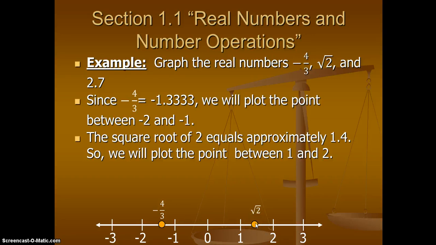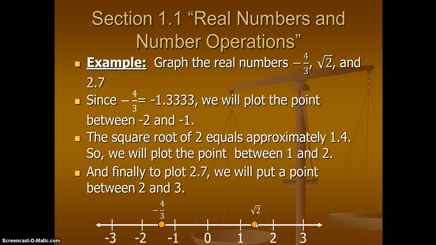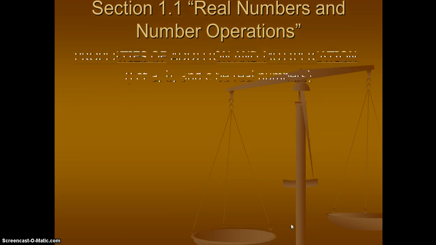A lot of students want to put their point above the number line or below the number line, but you should put your point on the number line. And finally, the plot 2.7 is in between 2 and 3. And here we have 2.7. And then if you have any questions, you can refer to your book on page 7 so that you can get some practice on problems 4 through 7.